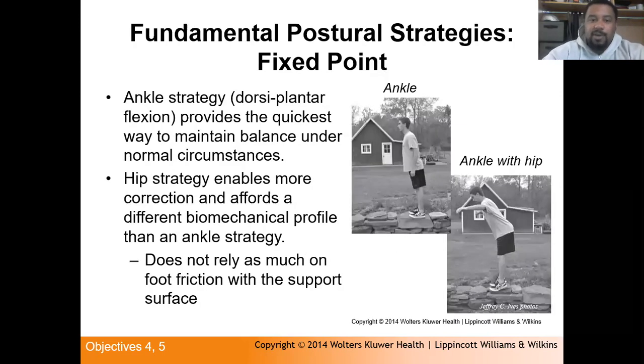So for example, here, his fixed point is his ankles. Like it says, the ankle strategy provides the quickest way to maintain balance under normal circumstances, because your ankles are the closest to the ground, and adjusting those first will most likely help you maintain balance and posture control the fastest. So his fixed point is the ankle, and then he used the hip strategy as his change of support to help enable the correction and help the ankle strategy succeed, basically.